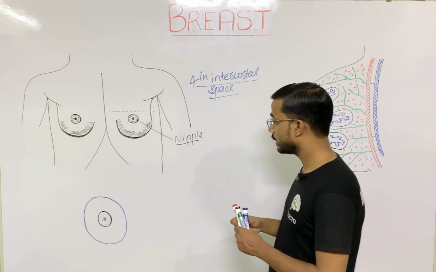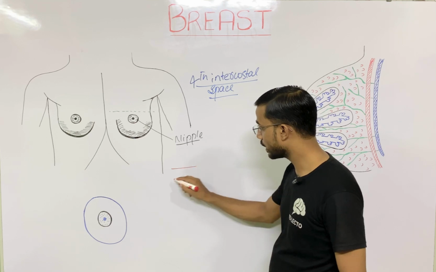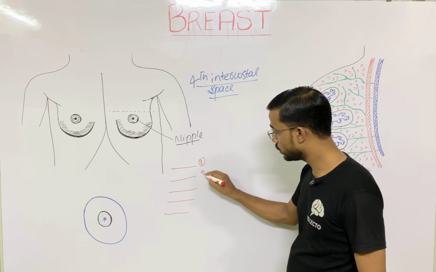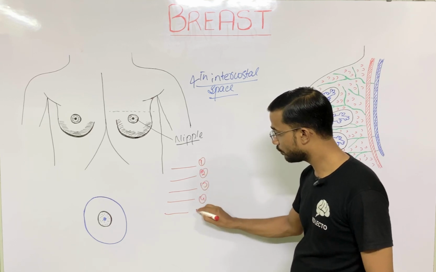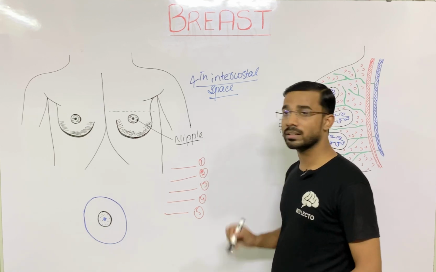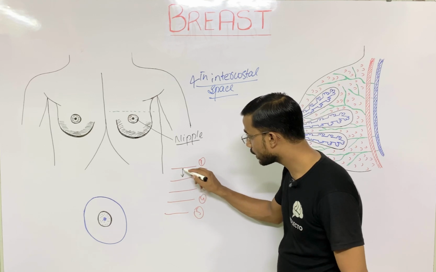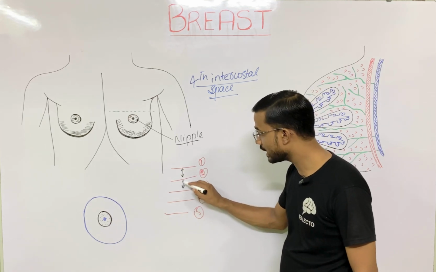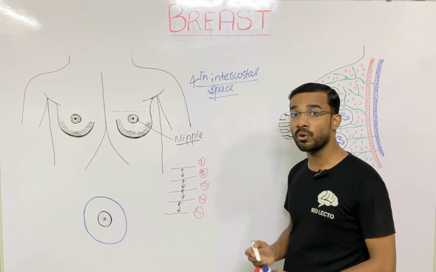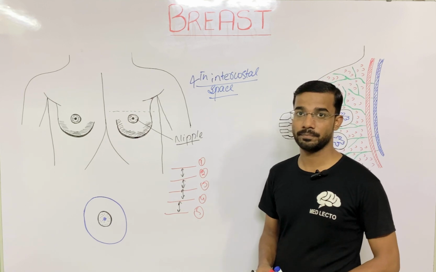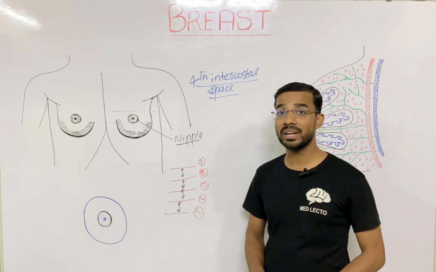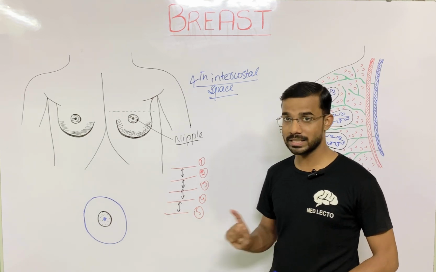If you see, there are different ribs like 1, 2, 3, 4, 5. So in between the first and the second rib, you will see the first intercostal space, and here is the second intercostal space, third and the fourth. So basically, in between the fourth and the fifth ribs, there is the fourth intercostal space, and that is the position where the nipple actually exists. That is the important thing.